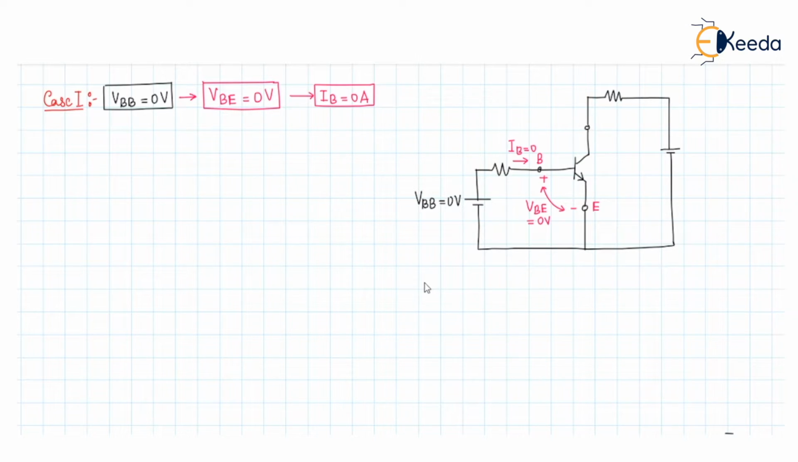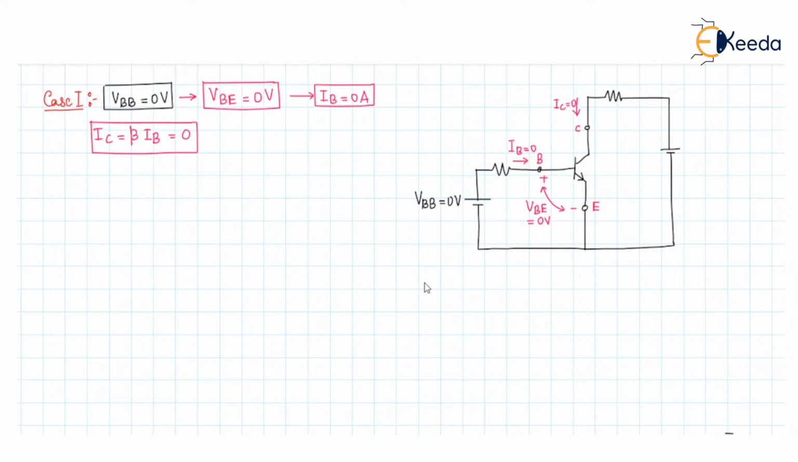Since the IB current is 0, at the collector terminal we can say that the collector current IC will also be equal to 0, because IC is equal to beta into IB. So the beta value is there, but the IB value is 0 ultimately. So hence we have found that the IC current is also 0.